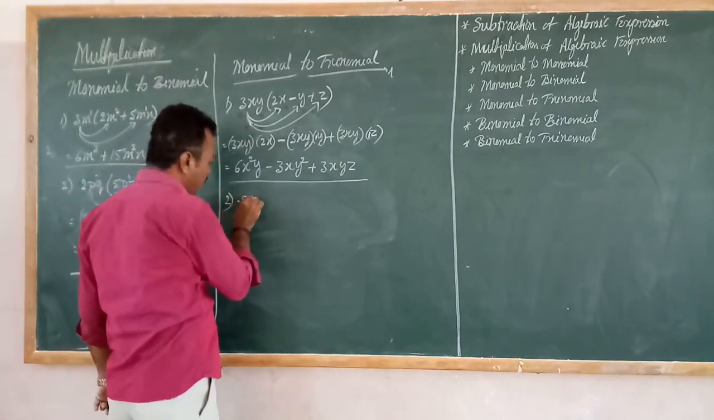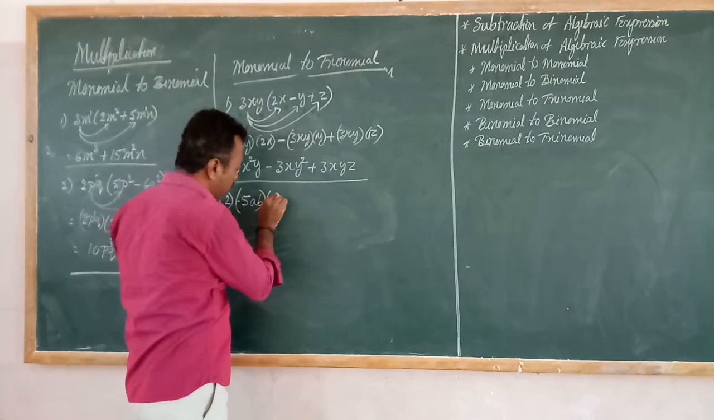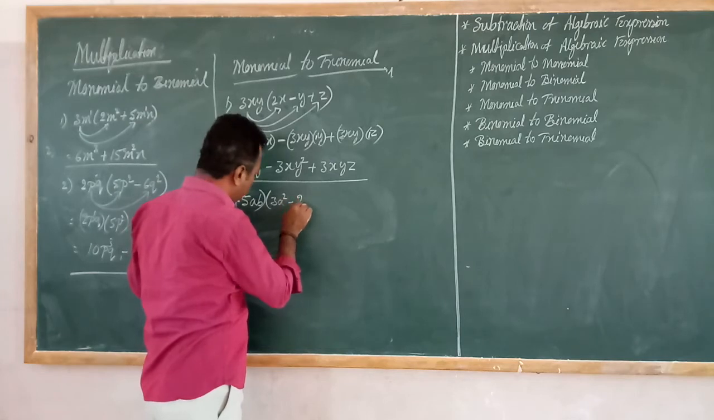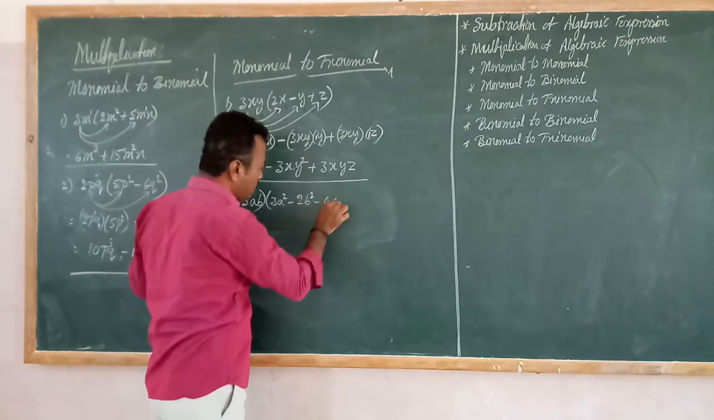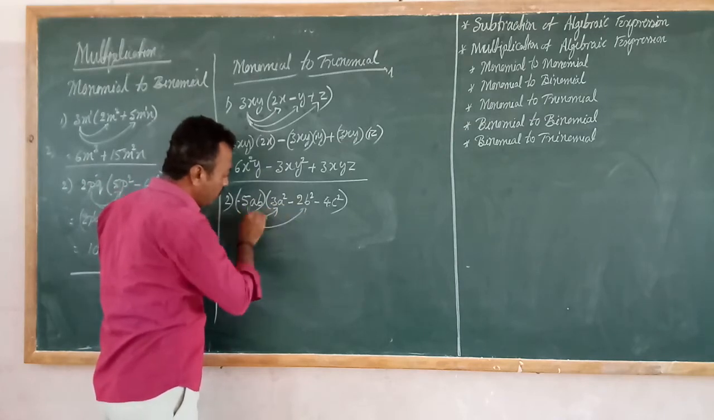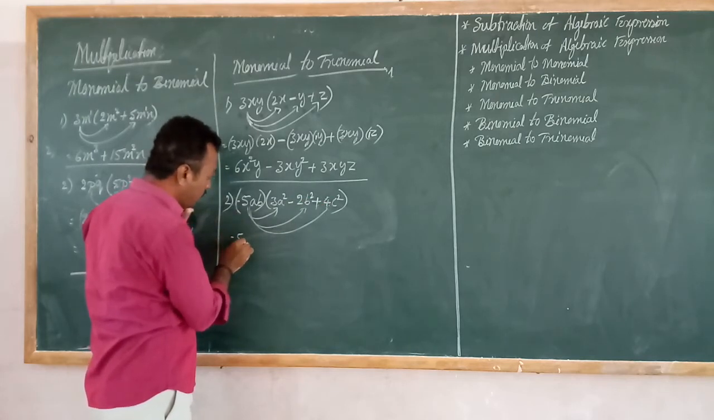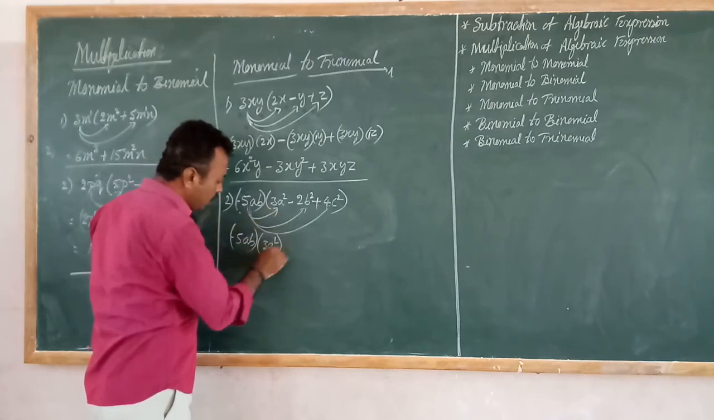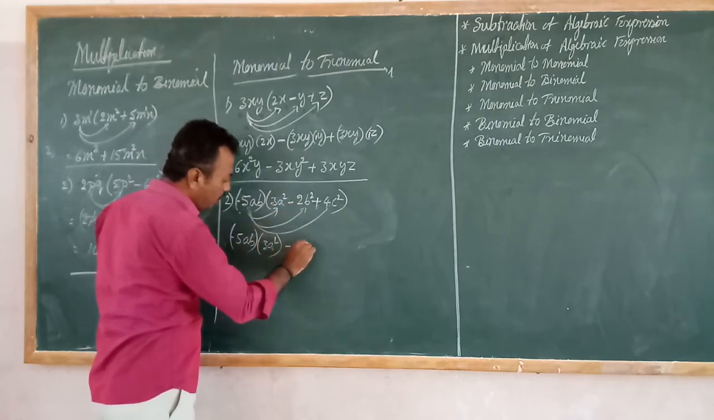Minus 5ab into 3a square minus 2b square minus 4c square. Okay, see, same rule, we should multiply by same rule. Sorry, this is plus. Same rule. See, first minus 5ab should multiply to the first term. What is the first term? 3a square. Again, so first we should multiply by minus 5ab.